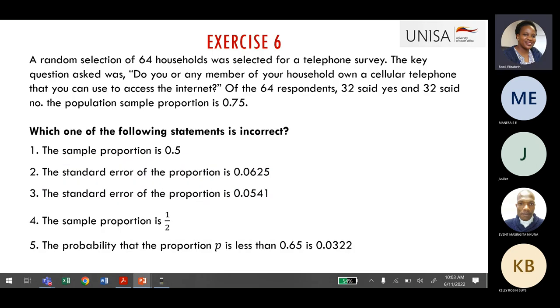Okay, so let's evaluate each statement and see if it's correct, so we can work this one together. We know this is our population proportion and there were 64 respondents, therefore our n is 64. The sample proportion is 0.5. What sample proportion? We can take either the yes or the no. They've got the same answers, so our x is 32 for both. The sample proportion will be x divided by n, therefore 32 divided by 64, which is 0.5. So that is correct.